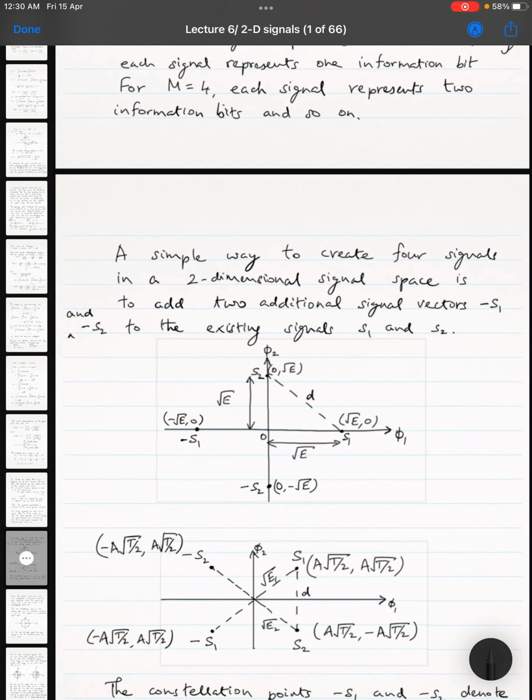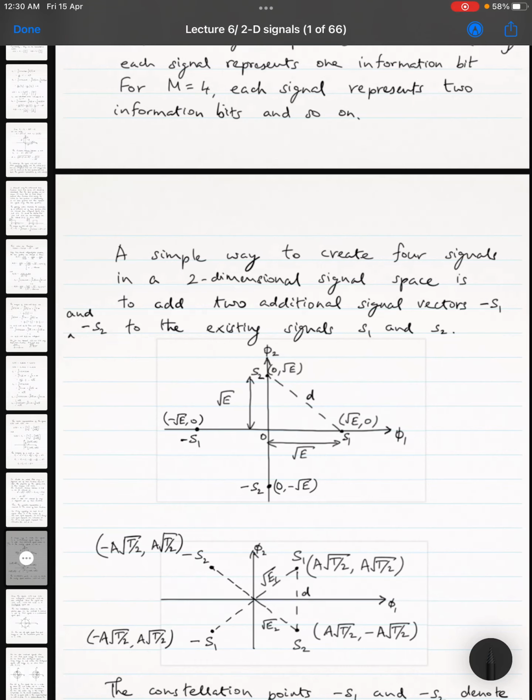S1 and S2 are orthogonal. Minus S1 and minus S2 are orthogonal with respect to each other, and similarly minus S1 is orthogonal to S2 and S1 is orthogonal to minus S2 and so on, but they are not all mutually orthogonal. Mutually orthogonal means every combination should be orthogonal. In this case, that is not the case, because S1 and minus S1, S2 and minus S2 are not orthogonal with respect to each other.